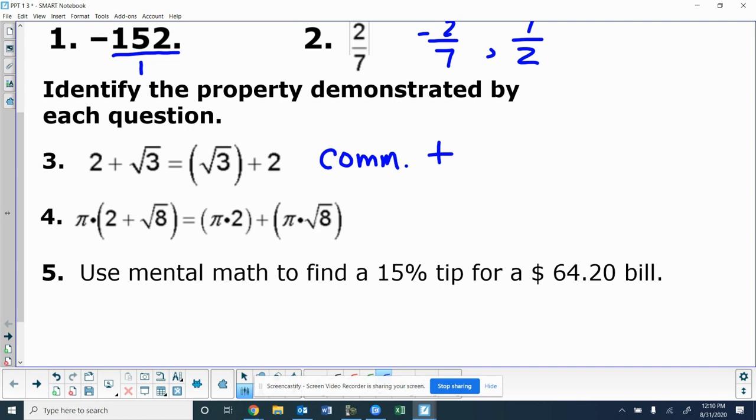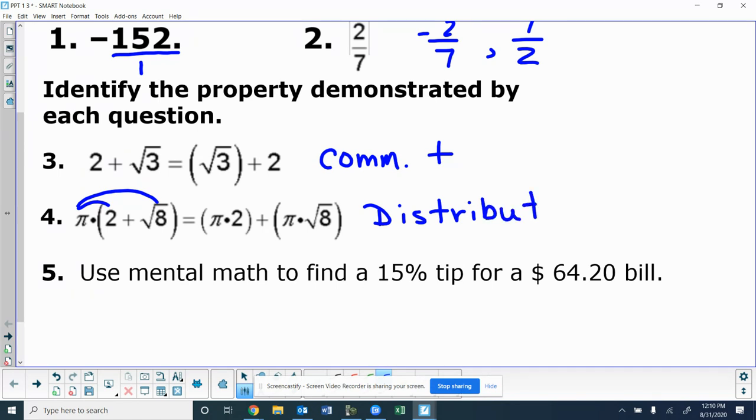Number 4, they took the pi that's out front and they multiplied it by both terms inside. So that's distributive.